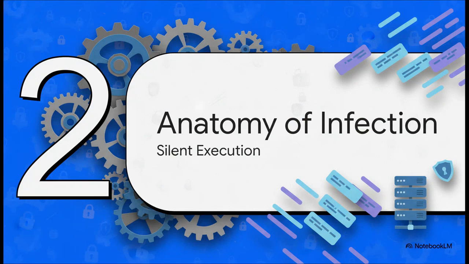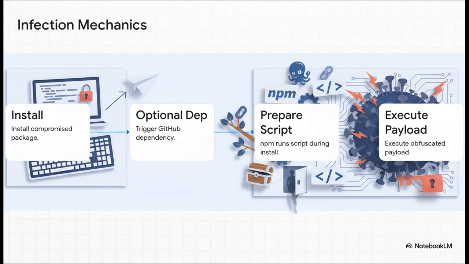Section 2. Anatomy of the infection. Let's pull back the curtain on this silent execution. How does this actually get onto a dev's machine or a CI runner? Well, the execution flow happens during the seemingly harmless act of running an NPM install.